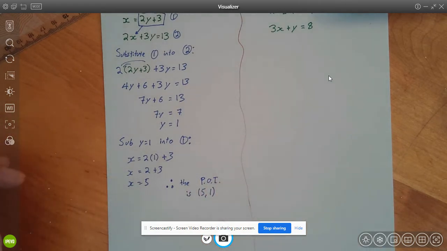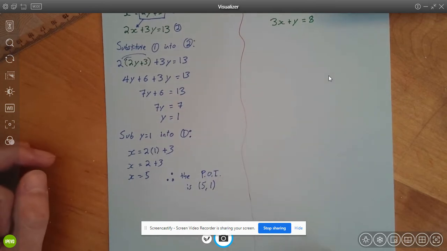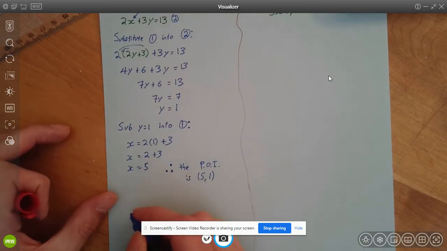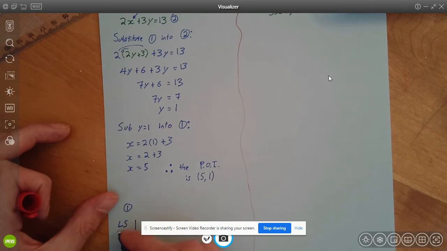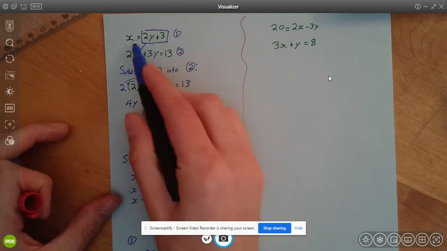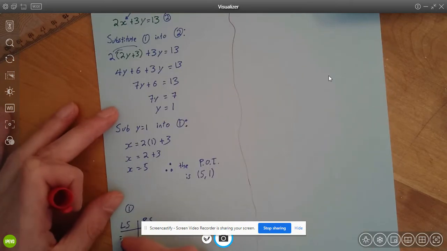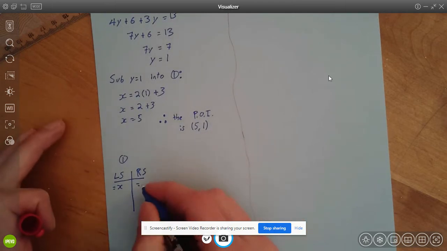And again, if I want to verify that I'm correct, I need to do two left side, right side checks. For equation 1, I can do a left side, right side check. I want to verify that this point is on that line. So I'm going to take the original equation 1. The left side was just equal to x. The right side was equal to 2y plus 3.